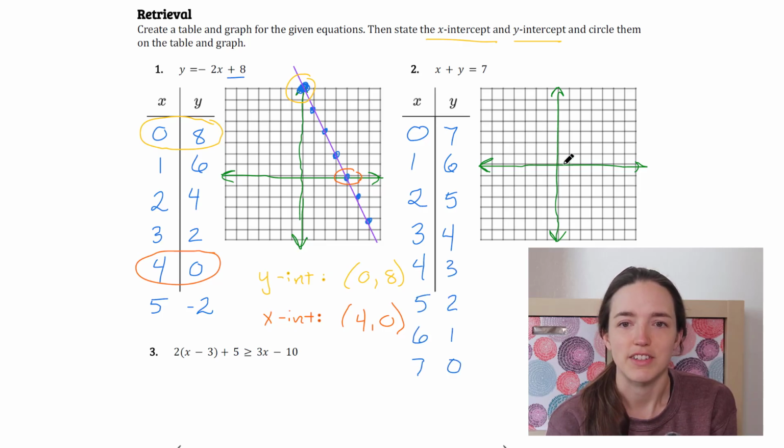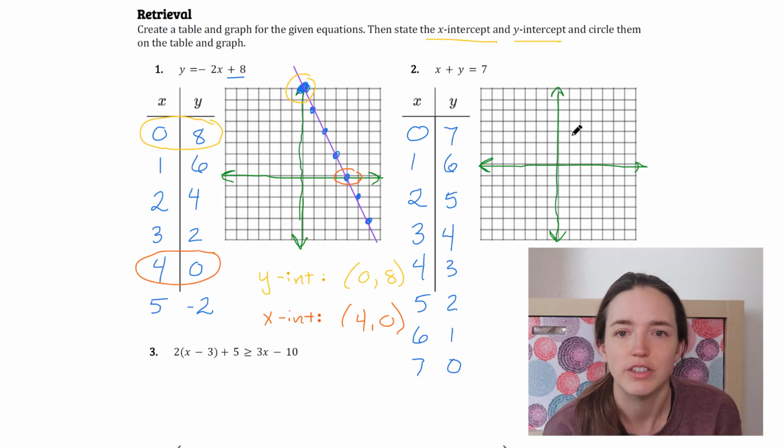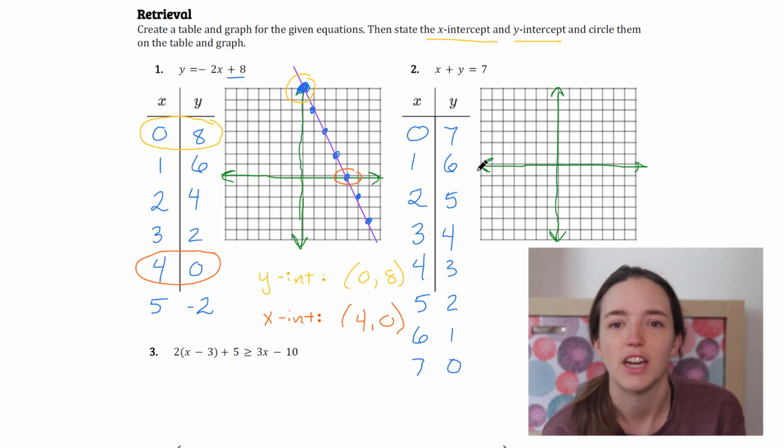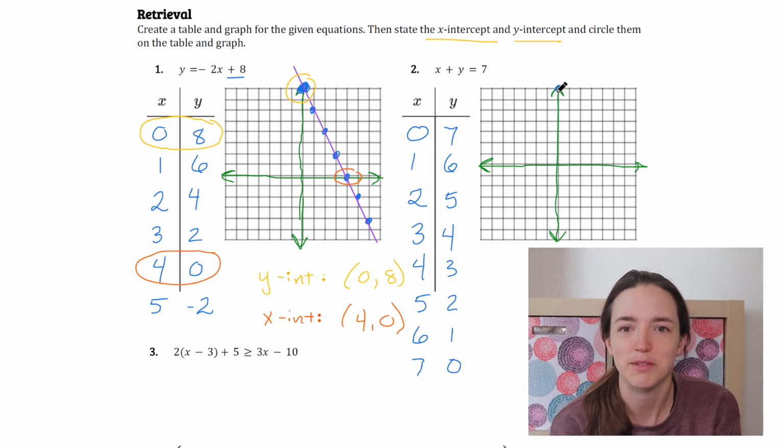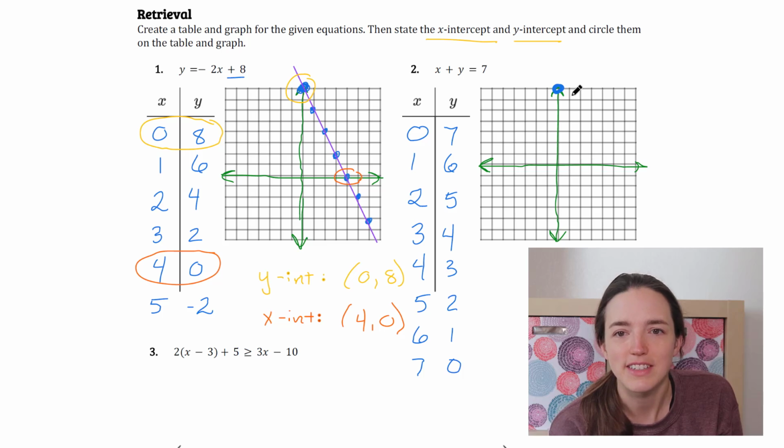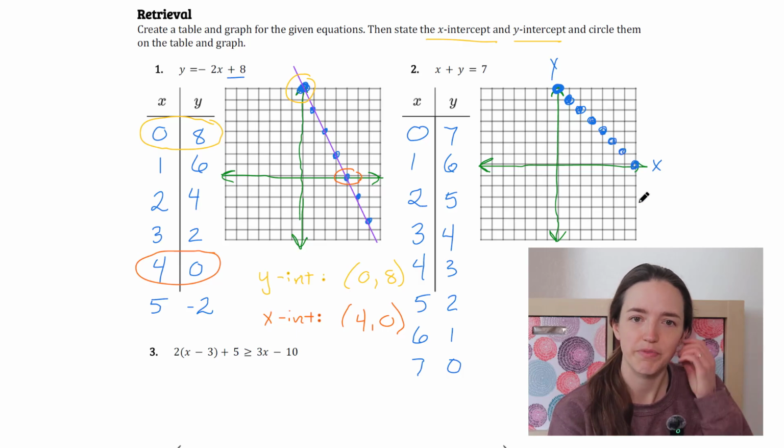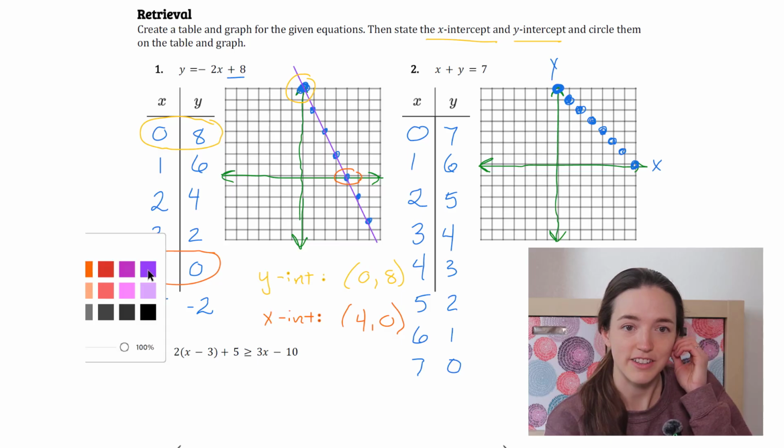Okay, let's graph this. 0, 7. So 1, 2. Oh, I put the x-axis in a different spot than the last problem, so it looks like it's the same point as last time, but it's actually only at 7, not 8. Okay, 1, 6, 2, 5, 4, 3. Remember that this is the x-axis, this is the y-axis, so I'm just kind of plotting these points here, and 7, 0. All right, I can connect those.